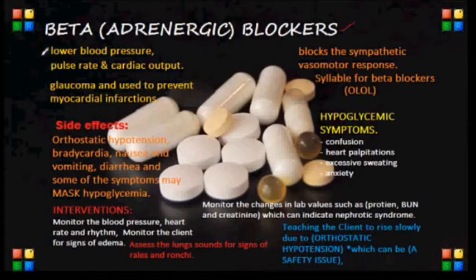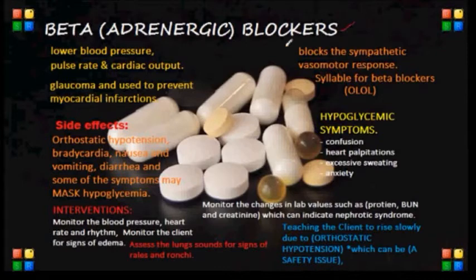Basically, beta adrenergic blockers are drugs that help lower the blood pressure, the pulse rate, and the cardiac output. Now, beta blockers are going to be an important set of drugs that you might encounter in your NCLEX exam, so make sure to pay close attention and take note about beta blockers.